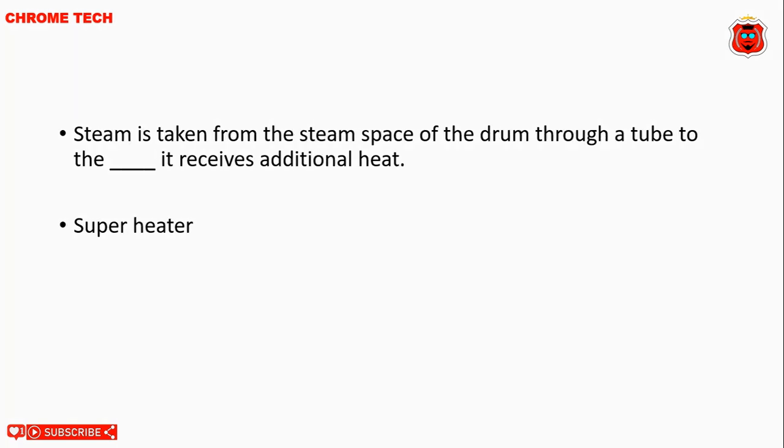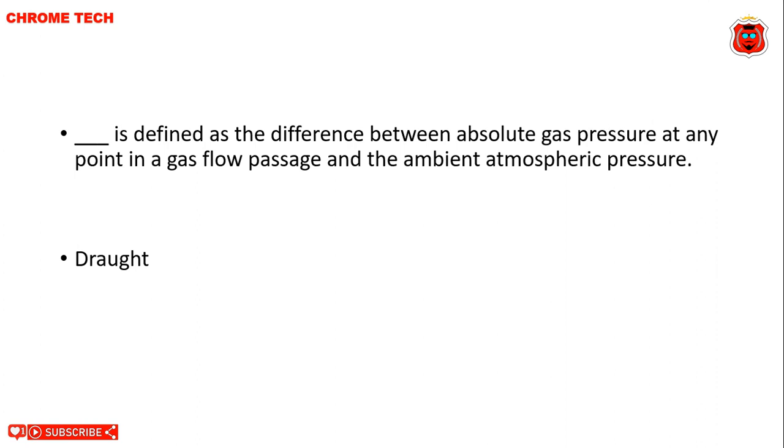Next question. ____ is defined as the difference between absolute gas pressure at any point in a gas flow passage and the ambient atmospheric pressure. Draft is the correct answer.